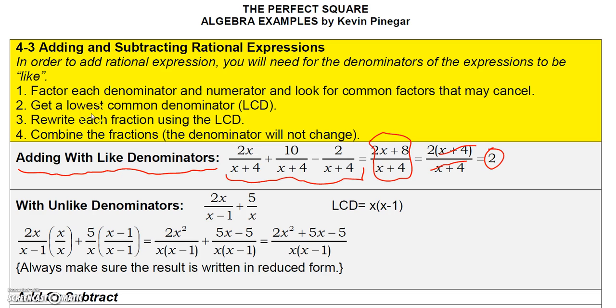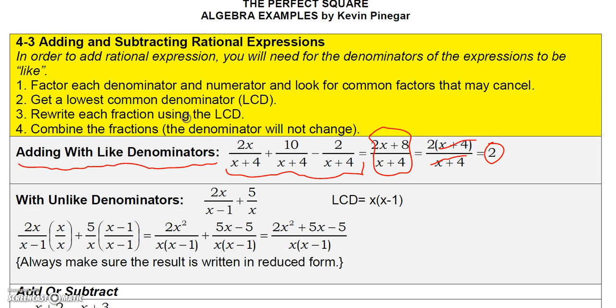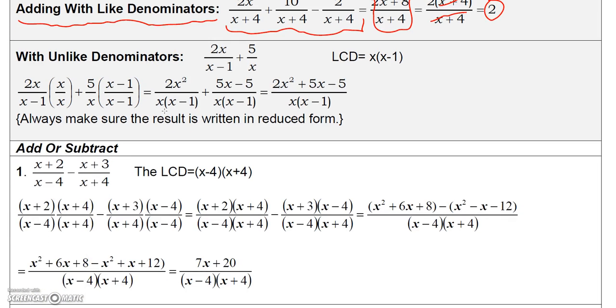But then you want to determine the lowest common denominator. Once you determine the lowest common denominator, that's the expression that each one of your denominators will divide into. And then you want to write each fraction using the lowest common denominator, and then you want to combine the fractions. Now, once you have your lowest common denominator, when you combine the fractions, the denominator will not change. So just keep that in mind. Alright, so let me show you an example here.